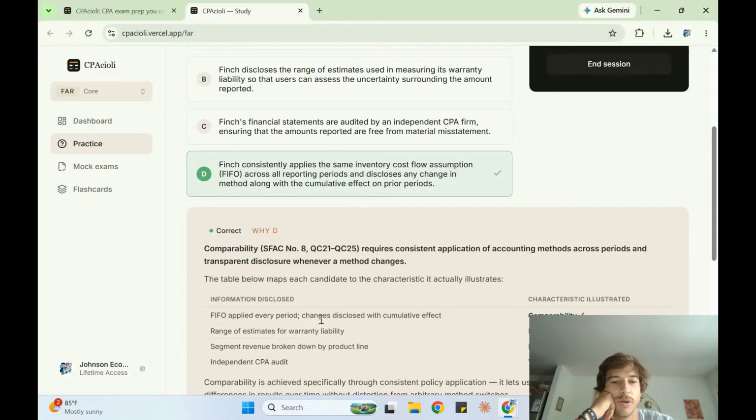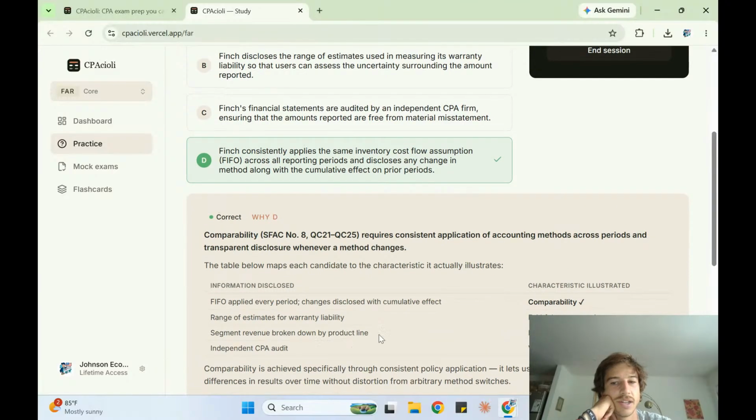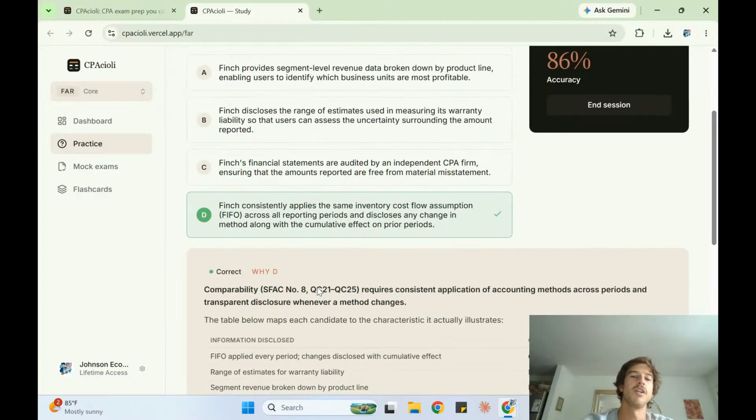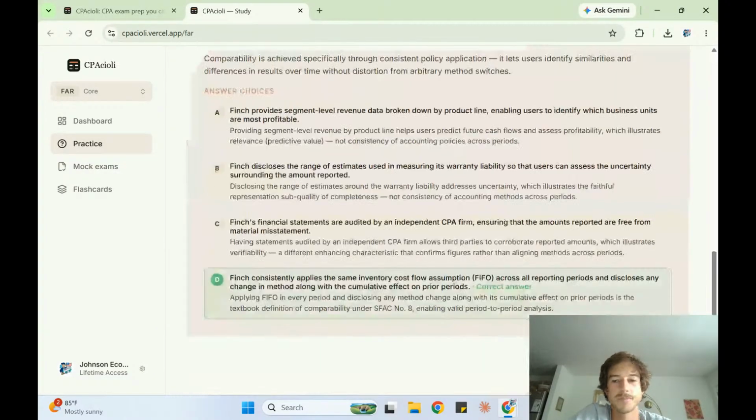FIFO applied every period. Yeah, because you can't use a different accounting principle, or else that would be against comparability. It's pretty much common sense because that would be favorable representation. That's relevance, and then independent CPA audit would be verifiability. So just something you got to memorize.